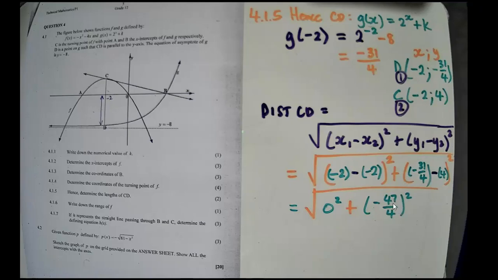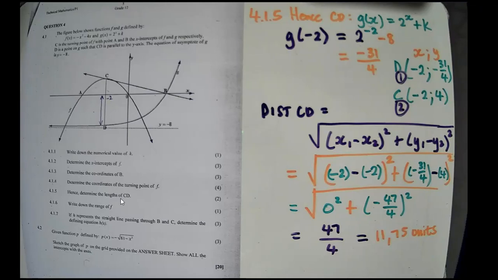Because we square it, it now becomes a positive 47 over 4. And the square root and the square are going to cancel. So our answer is 47 over 4, which is 11.75 units. And that's how long CD is.